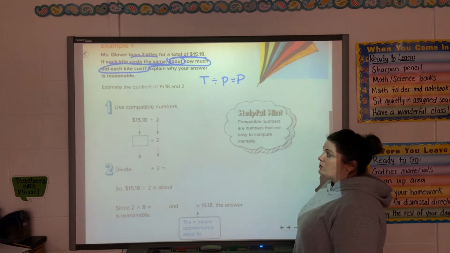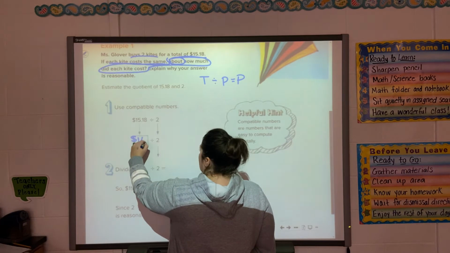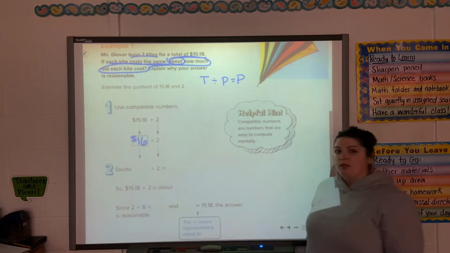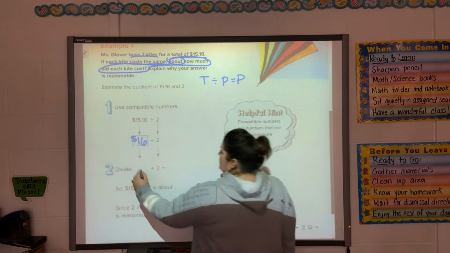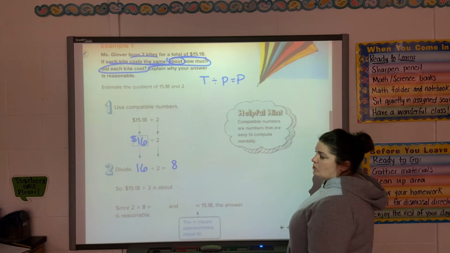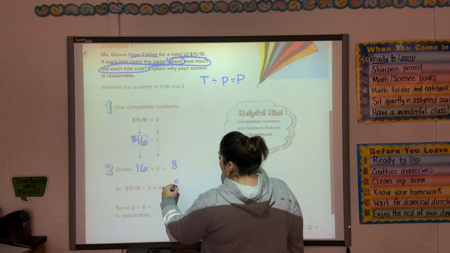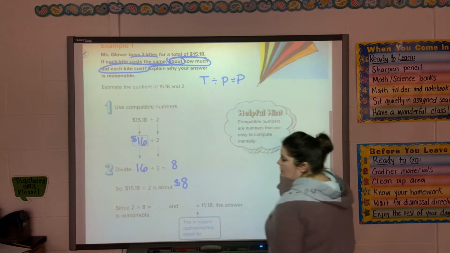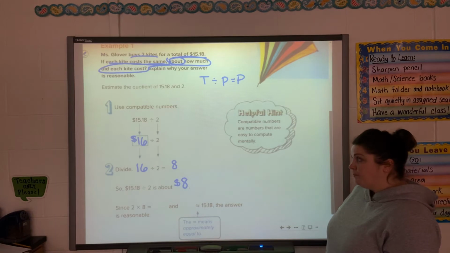So $15.18 is close to $16, and I know I can mentally divide 16 by 2. It's a basic fact. 16 divided by 2 is 8. So $15.18 divided by 2 is about $8. So that's how much money she will spend on each kite.